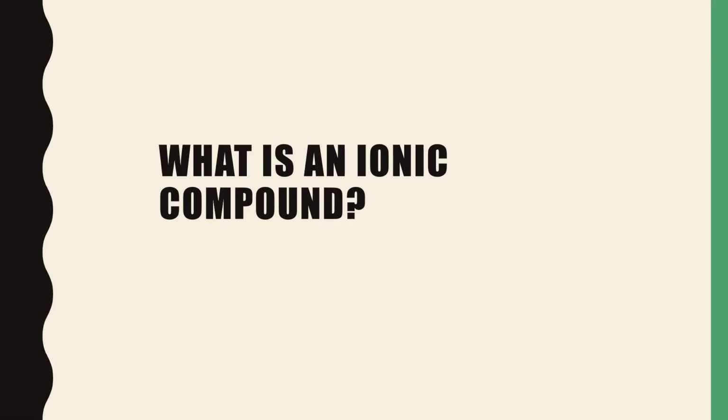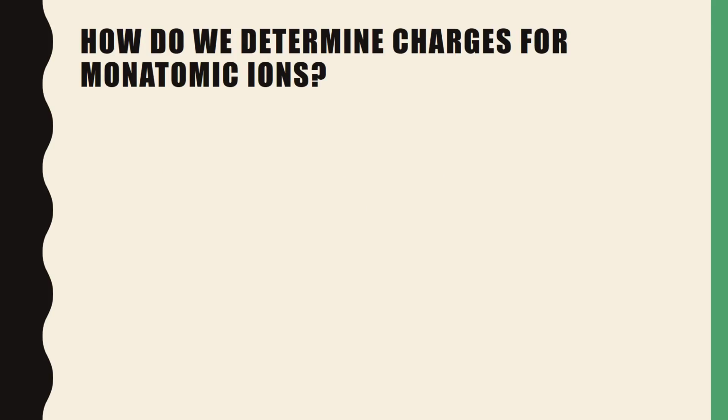Before we get into naming them, let's take a minute to define an ionic compound. So pause the video, go back through your notes of chapter 7 and look at what an ionic compound is defined as and what makes it up, and answer that in your notes. After you've done that, let's talk about determining charges for monatomic ions.